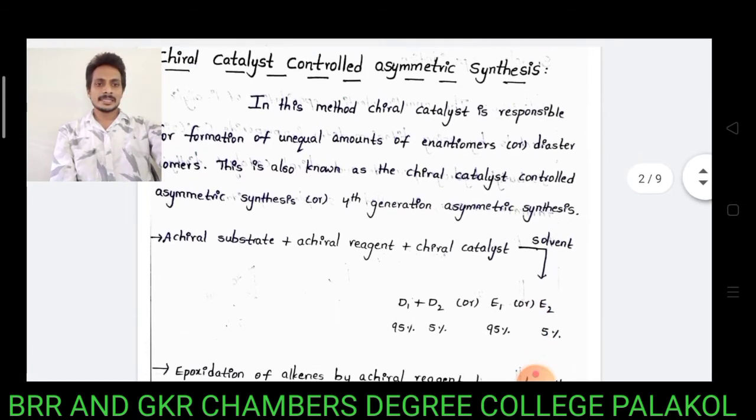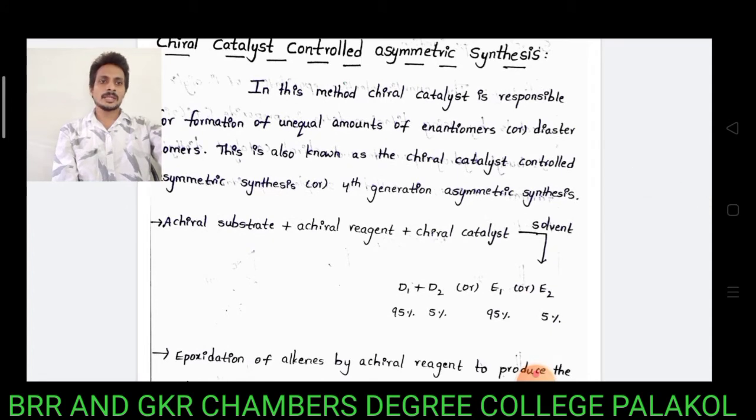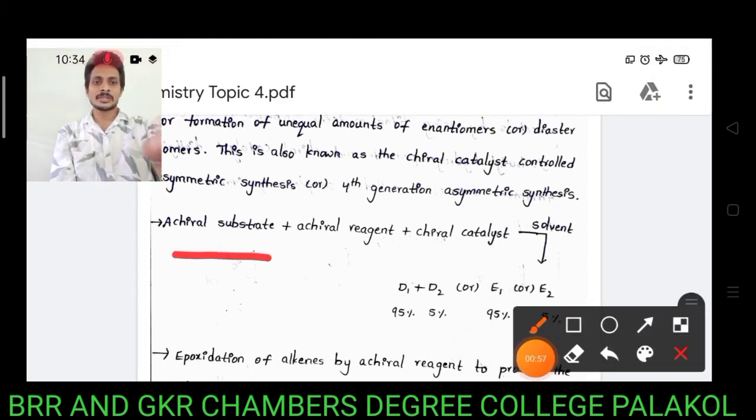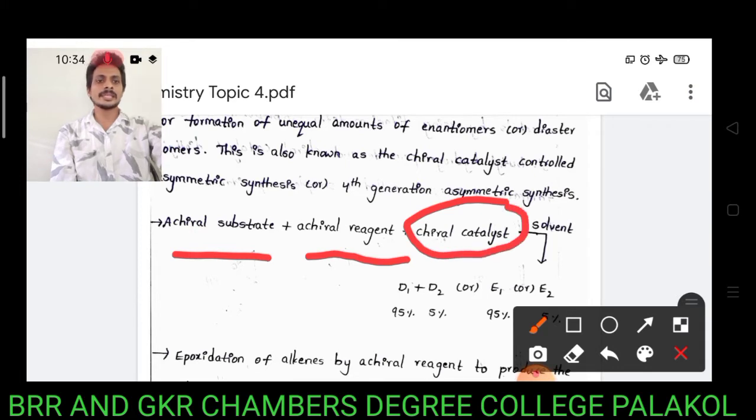Okay, in this reaction, write down the generalized or common reaction. A substrate molecule is treated with a reagent by using a chiral catalyst. Okay, in asymmetric synthesis, one of the components, either the substrate, the reagent or the catalyst, must be chiral.